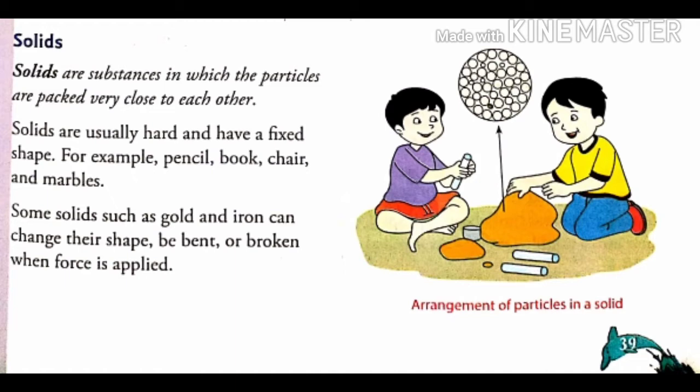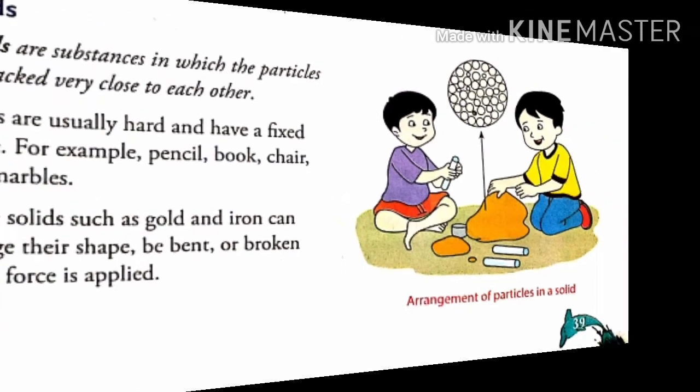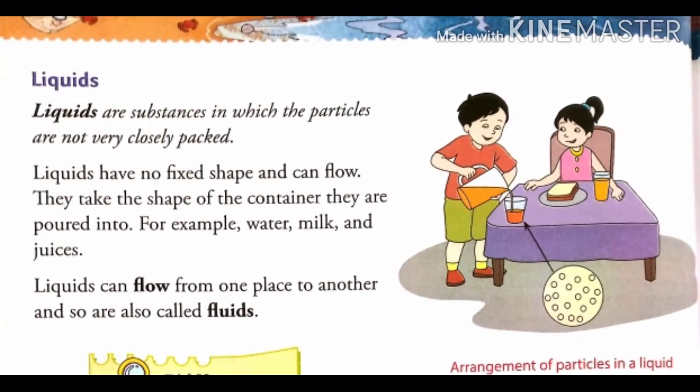So students, those solids have a definite shape, a fixed shape, but some solids such as gold and iron can be made to change their shape. They can be beaten or melted to give another shape. Now let's move towards our second state of matter, which is liquids.